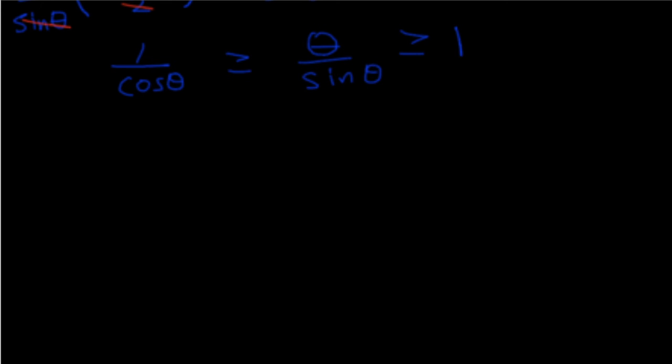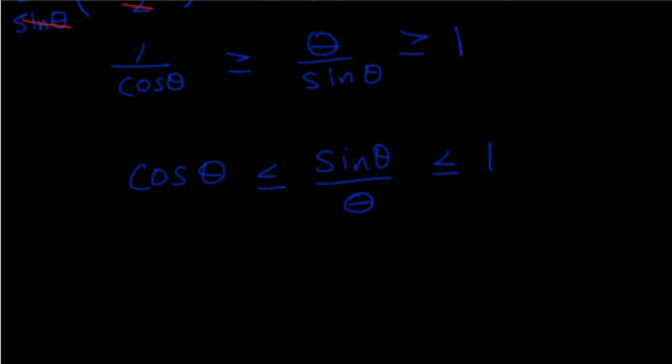Okay, so my limit, my special function was sine theta over theta. So I want to flip everything. So I'm going to flip 1 over cosine to be cosine. I'm going to flip theta over sine to be sine over theta. And then 1 is just 1. And because I'm going to flip, I'm going to switch the inequalities.